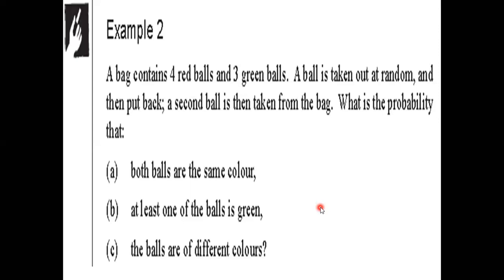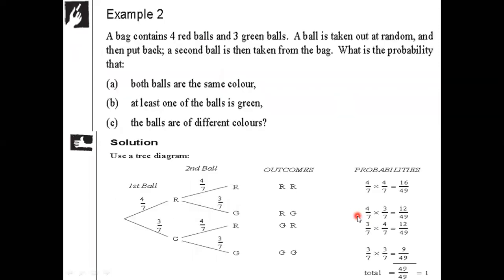So let's see the solution to this problem using a Venn diagram. We have 4 red balls, we have 3 green balls. So in our diagram, you have 2 arms. The reason why we have 2 arms is because we have 2 colors of balls. So we have the red arm and then we have the green arm.